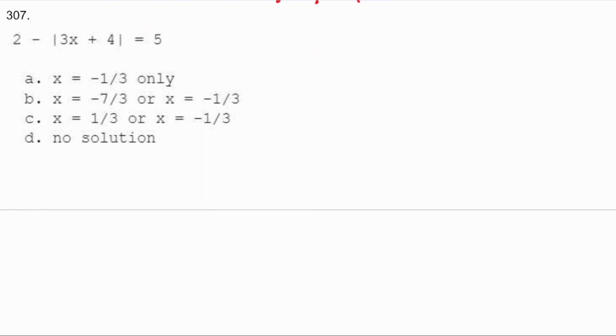Okay, now this one. 2 minus the absolute value of 3x plus 4 equals 5. Oh, that's easy enough. I'm just going to say that one has no solution, because I'm thinking about the absolute value always as its own thing unto itself. So if I'm taking 2 and I'm subtracting something and getting 5, that means that the absolute value of 3x plus 4 has to be negative 3, right? Because I know that 2 minus negative 3 is 5.